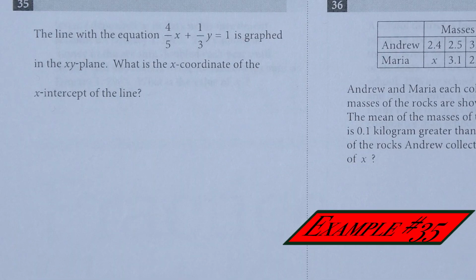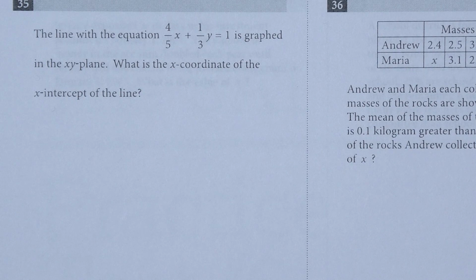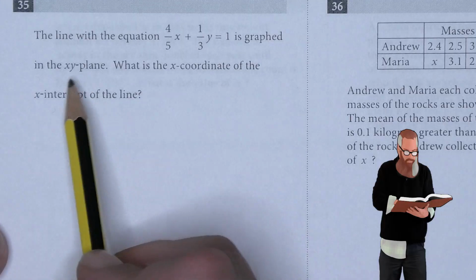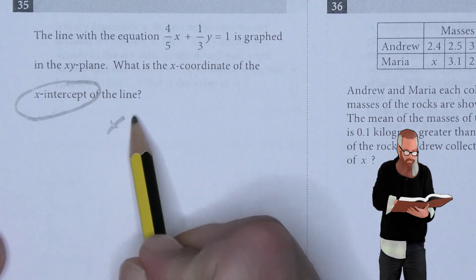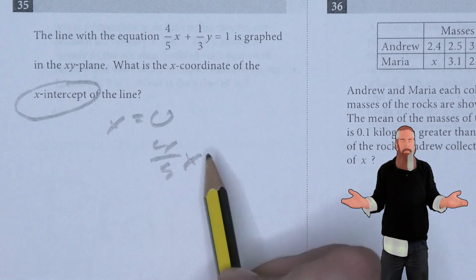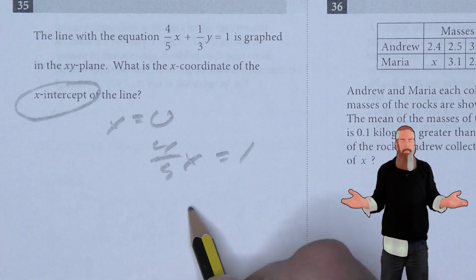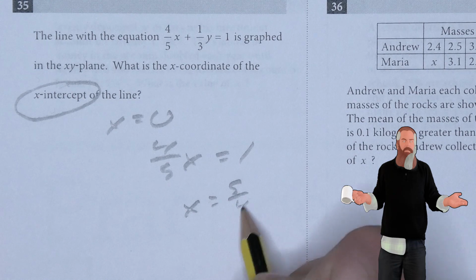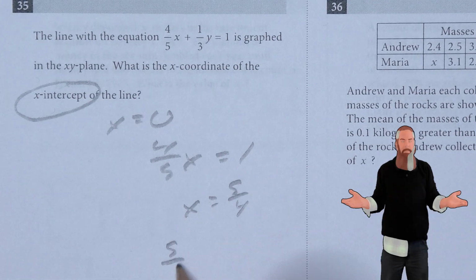The line with equation 4 over 5 x plus 1 over 3 y is equal to 1 is graphed on the xy plane. What is the x-coordinate of the x-intercept of the line? Because we're talking about the x-intercept, this occurs when y is equal to 0. This gives us 4 over 5 x is equal to 1, meaning that x is equal to 5 over 4. We're looking at 5 over 4, comma, 0.